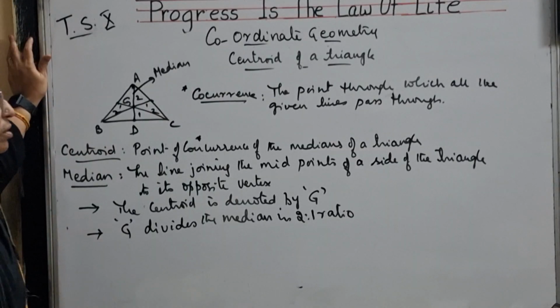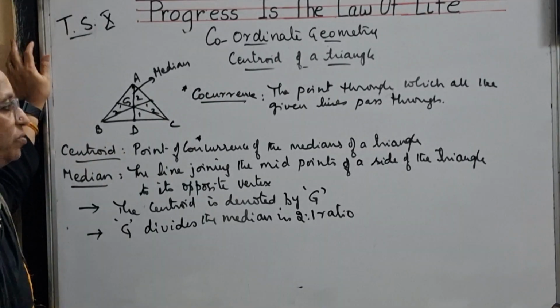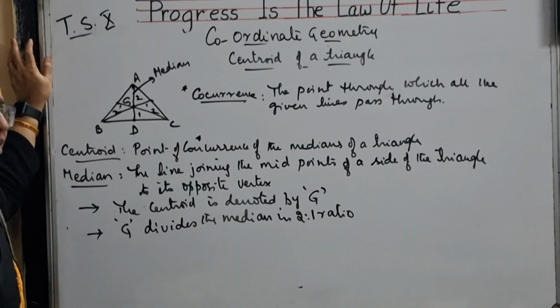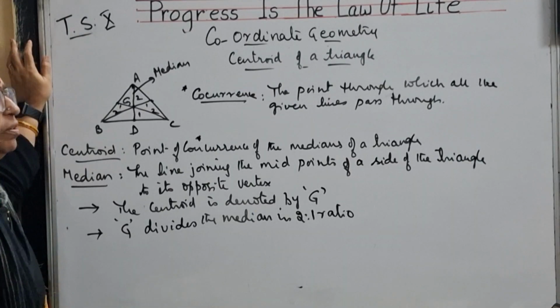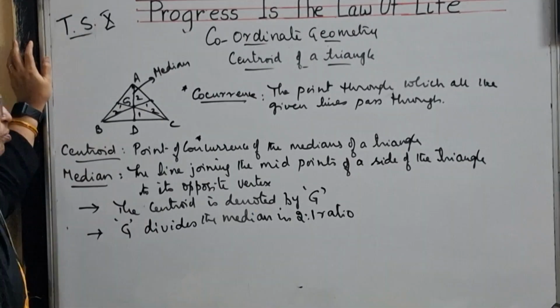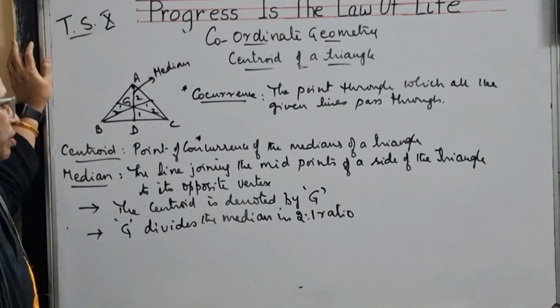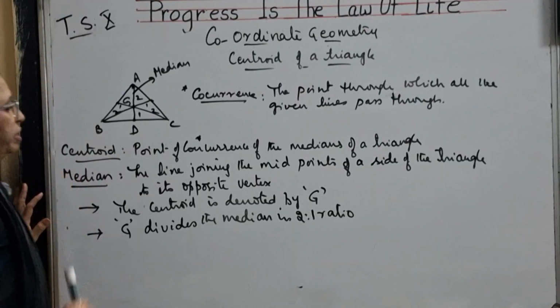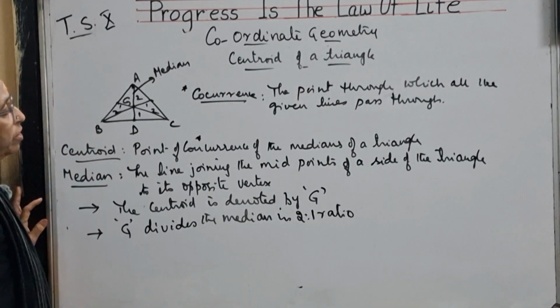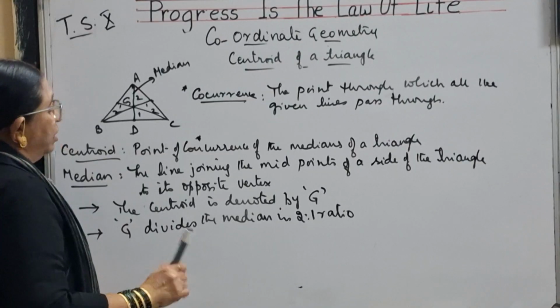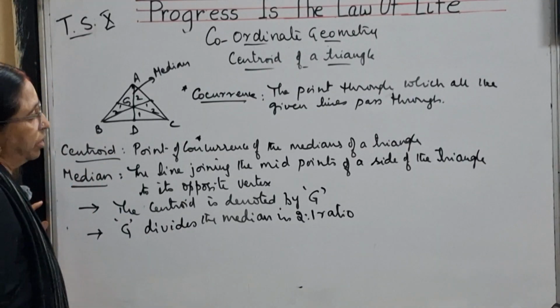So concurrence means the point through which all the given lines meet. Any number of lines, if they are passing through the same point, that point is called the point of concurrence. So here centroid means what? It is the point of concurrence of medians of a triangle. So what is a median? You may have a doubt.